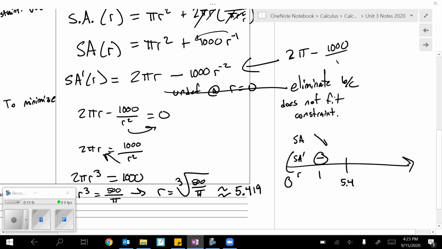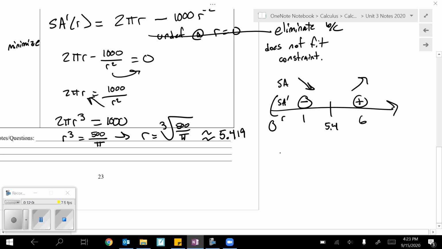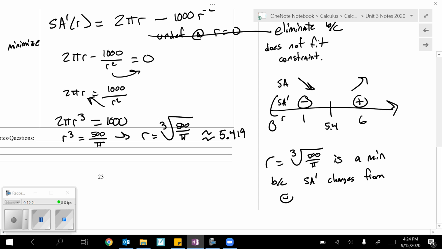And then whatever you want, 6, 7, doesn't matter. Plug it in. I'll save you the time. I'll just tell you the number comes out positive, which means the surface area is increasing. So 5.4 is definitely a minimum, or rather r equals cube root 500 over pi is a min. Oh my goodness, we have to justify this, don't we? Because SA prime changes from negative to positive. Okay, we're done, right?